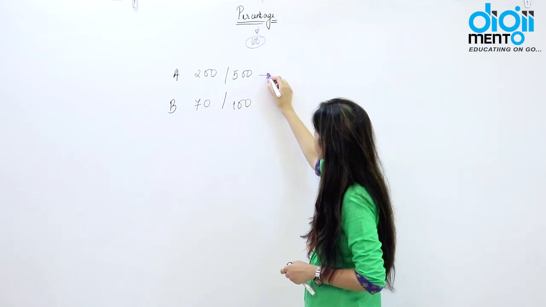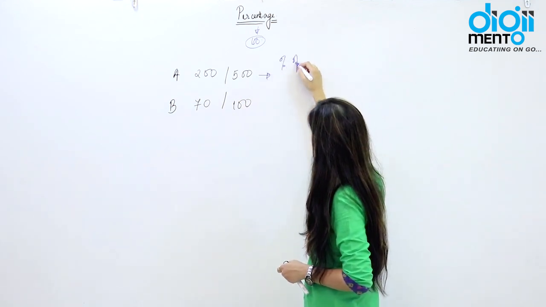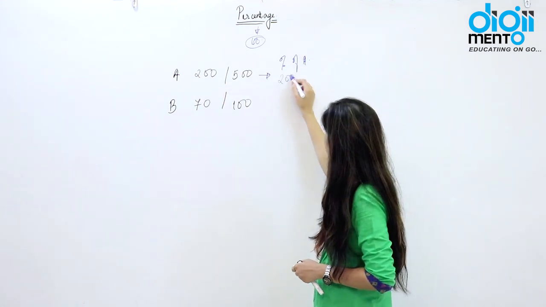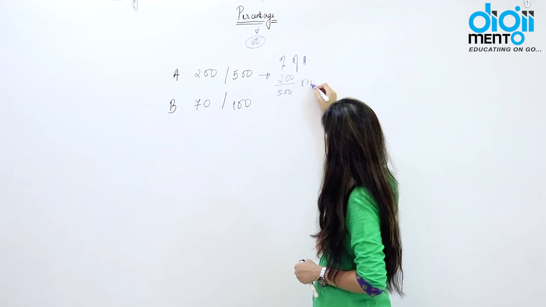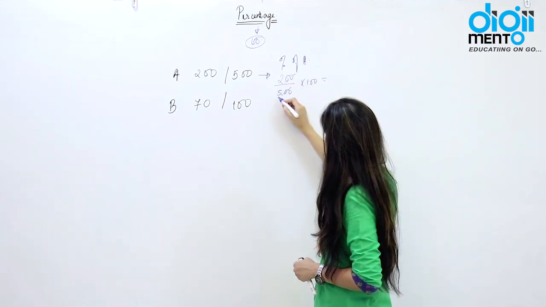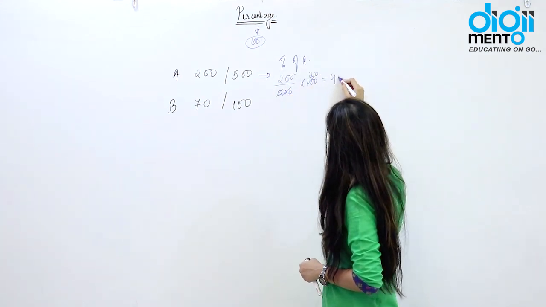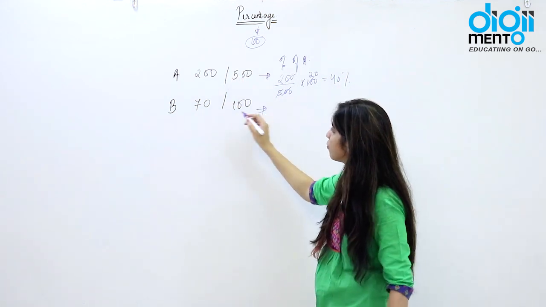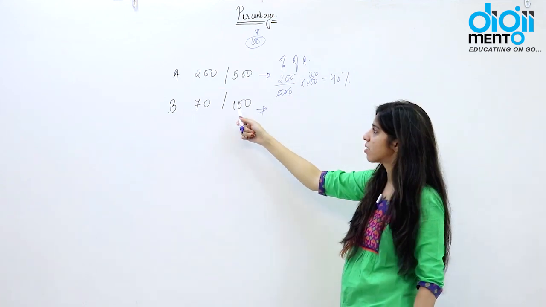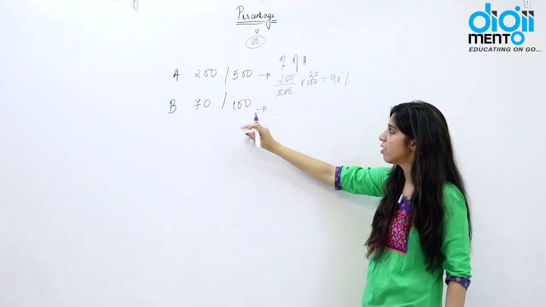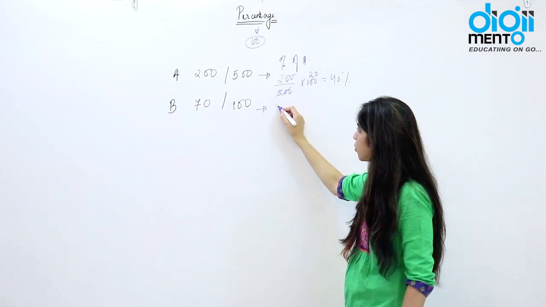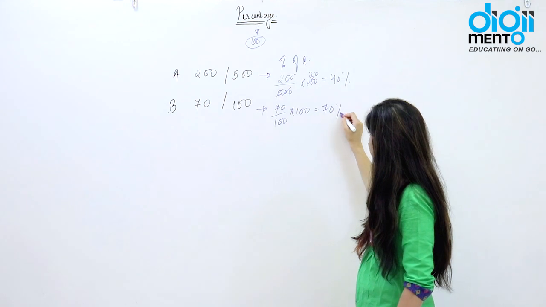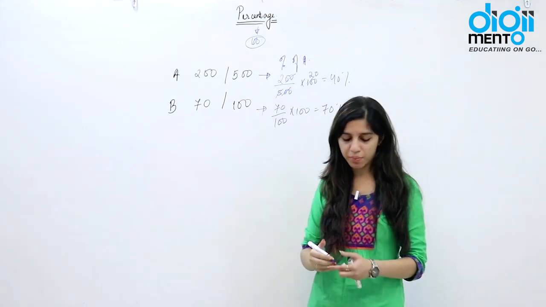If I need to find the percentage of A, what do I need to do? I need to multiply this fraction with 100. So, 200 by 500 into 100, which makes it 40%. Okay, so this student scored 40% marks. Similarly, if you look at B, already its total marks were 100, so you do not need to, but we are following the same procedure. You multiply this fraction with 100. So, you see that this student obtained 70% marks.